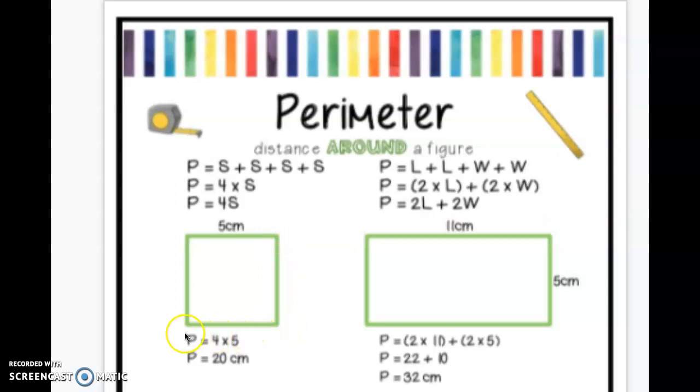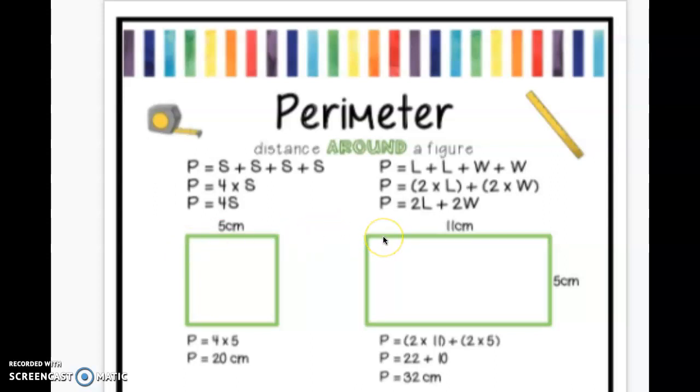So in this case, since I know the sides of a square are all equal, if one side of the square is 5 centimeters, that means each of these sides is 5 centimeters. So I have 4 sides that are 5 centimeters each. 4 times 5, and that would equal 20 centimeters. The perimeter can be found by adding each of the sides together. 5 plus 5 plus 5 plus 5, and we know that repeated addition is multiplication, 4 times 5.